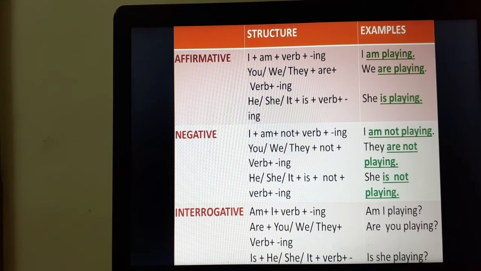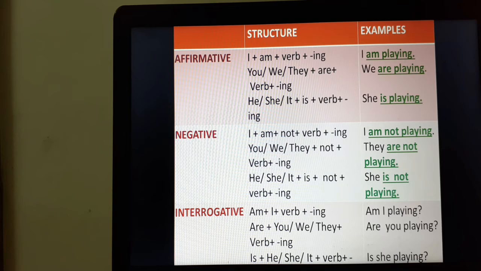In the negative, it is I plus am plus not plus verb plus ing, I am not playing. With you or we or they, are plus not plus verb plus ing. So, they are not playing. With he, she or it, is will come plus not plus verb plus ing. She is not playing. In the interrogative, am plus I plus verb plus ing, am I playing?